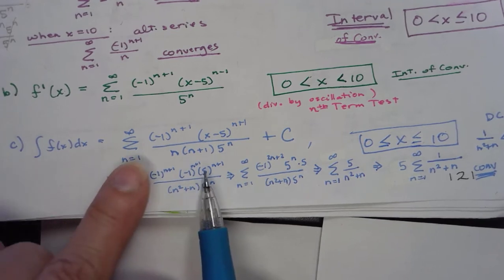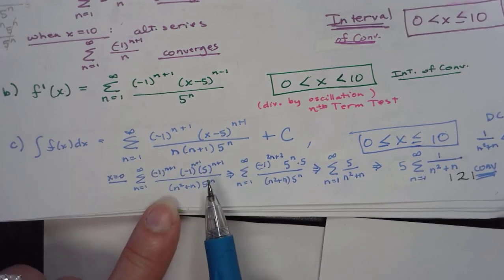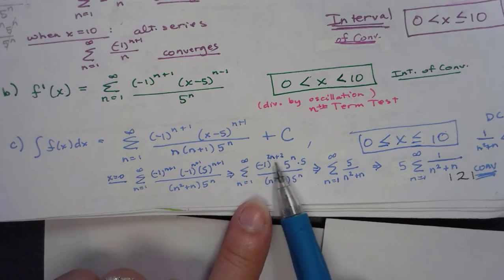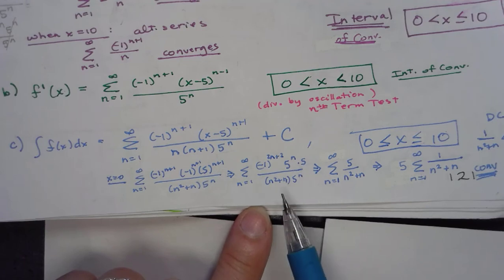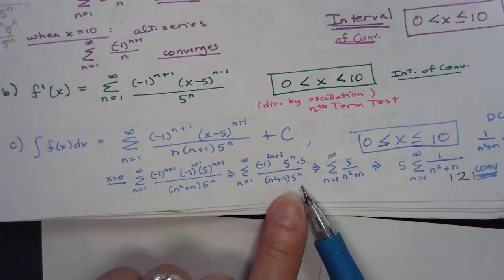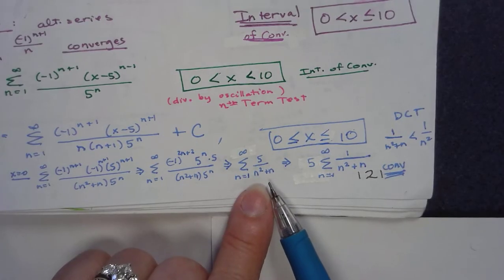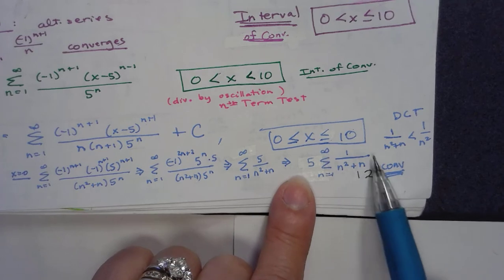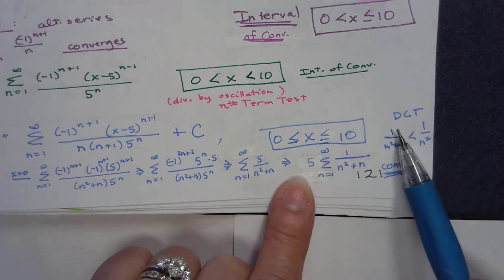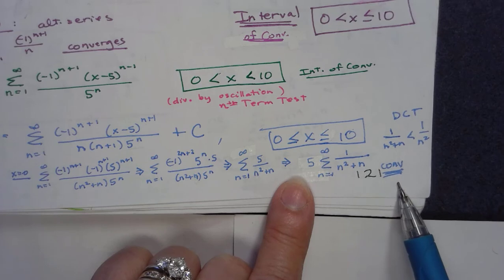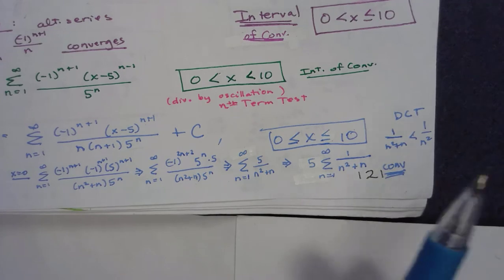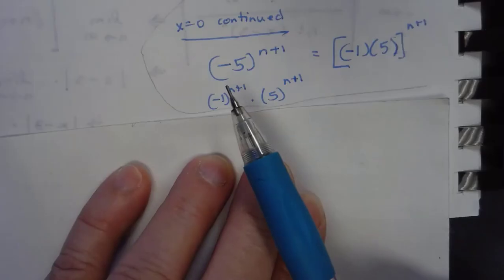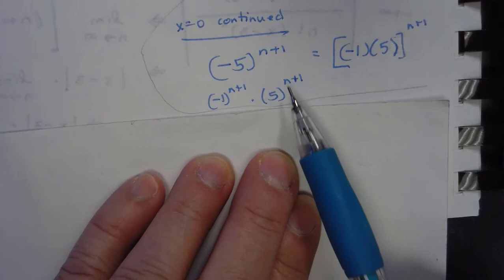check at x equals 0 in this series right here, we get -1 to the 2n plus 2, so that will always be positive. 5 to the n times 5 over n squared plus n times 5 to the n. So what we have here, bringing the 5 out, gives us this series, and we know by the direct comparison test that this series converges. The direct comparison test with 1 over n squared. So let's now check when x is 10. And this is the rest of checking when x is 0.